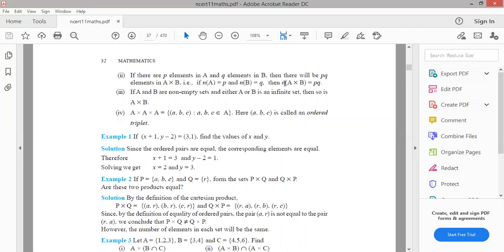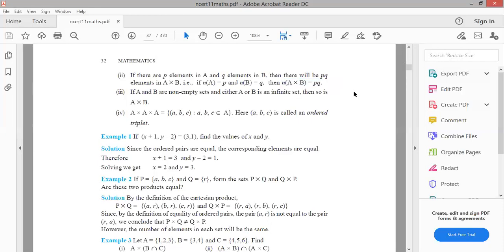It is noted that I would like to highlight it here. The total number of elements in the cross product is equal to the product of the number of elements in A and the number of elements in B. That is, if A has P elements and B has Q elements, then A cross B has PQ elements. Okay.